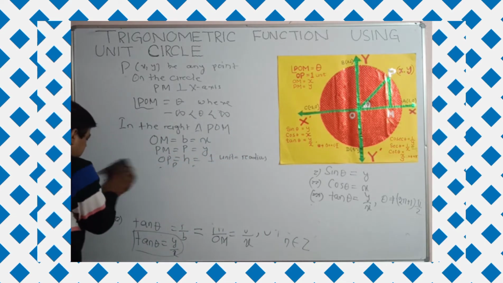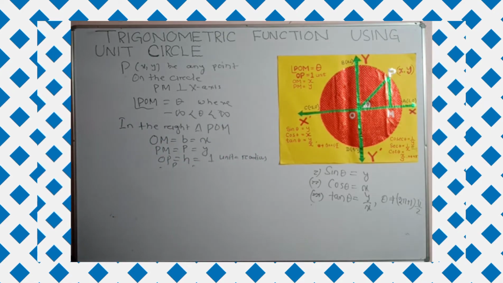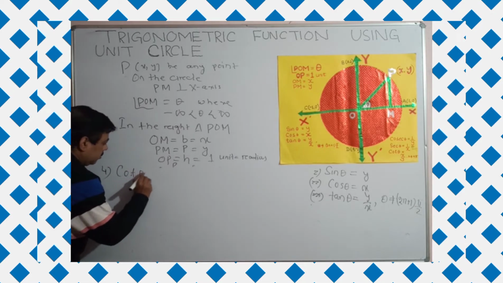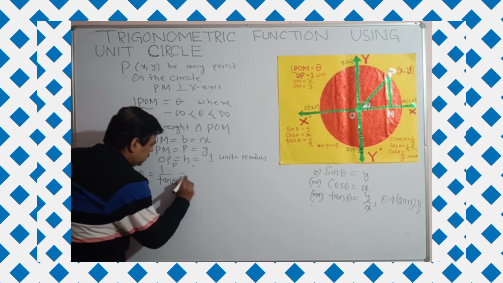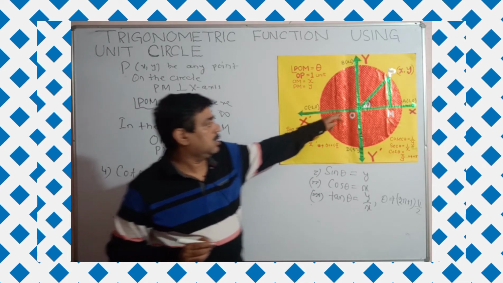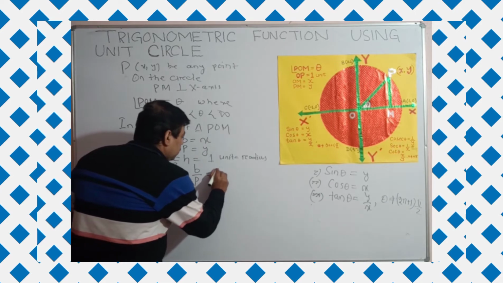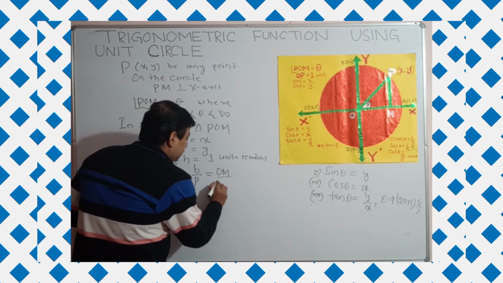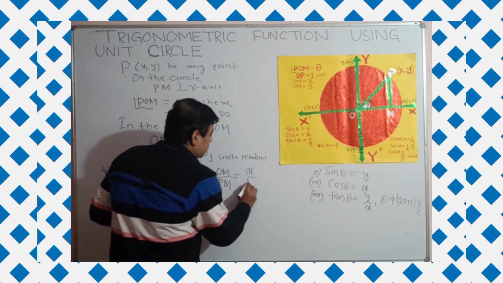You see cot theta. Is it clear? Now you see, the fourth one is cot theta, and cot theta is equal to what? Reciprocal of tan theta is known as cot theta, all of you know, which is the base by perpendicular. Here the base is equal to what? OM is the base of the right angle triangle and perpendicular is PM. So which is OM upon what? OM upon PM, and OM indicates the X coordinate, and PM indicates the Y coordinate.